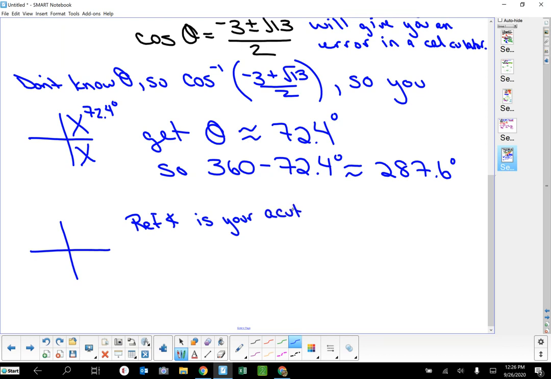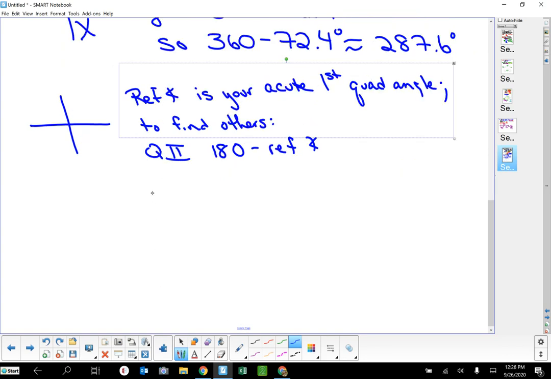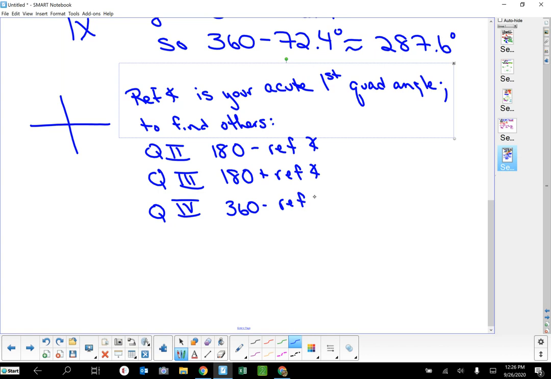This is your acute first quadrant angle. And then to find the others, you do the following. In quadrant 2, you do 180 minus your reference angle. In quadrant 3, you do 180 plus your reference angle. In quadrant 4, you do 360 minus your reference angle.